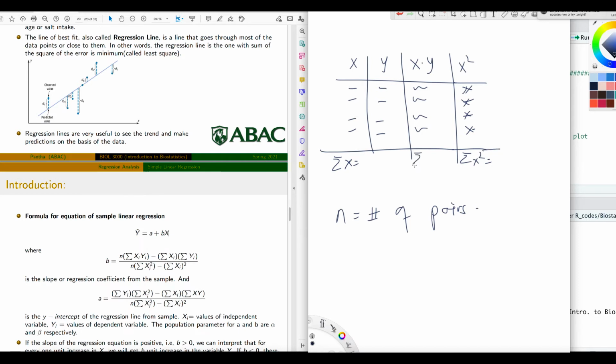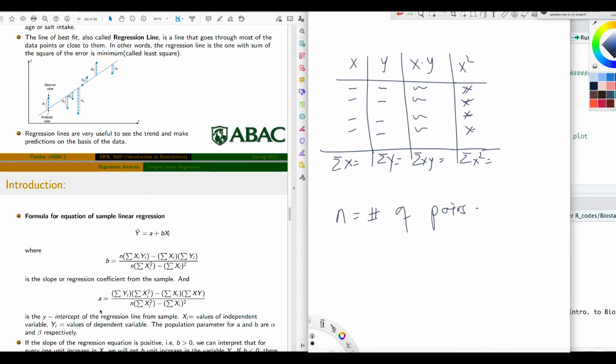Also summation x times y. That means you add all those and write down here. That is for B, okay? And similarly, you need to find out summation yi also, summation y. You need to find out that.